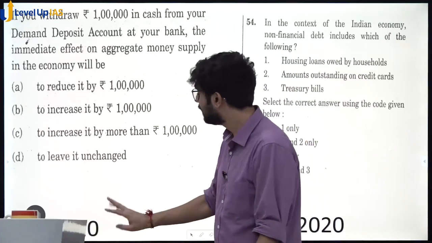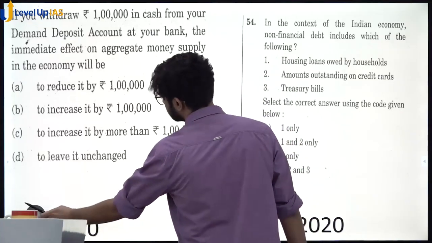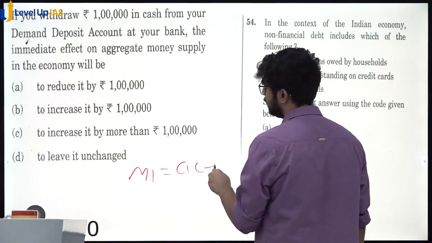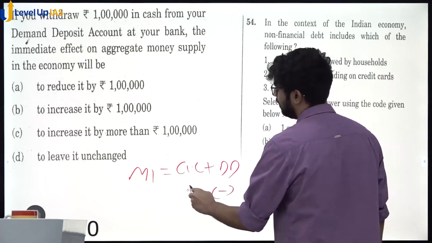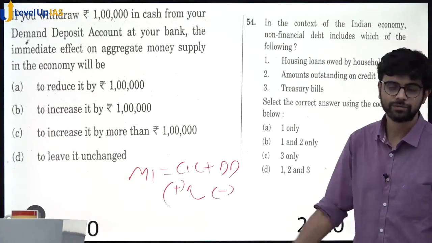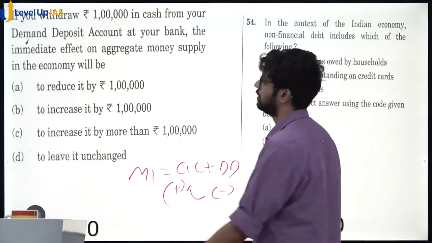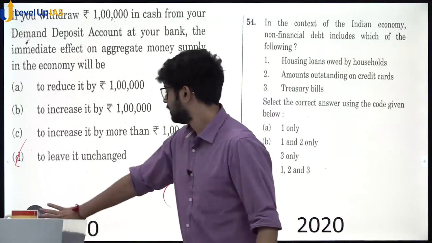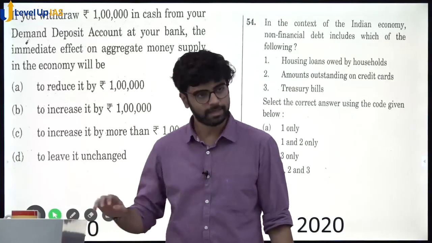Are you getting this? This is one of the difficult questions UPSC has asked. So, M1 is nothing but currency in circulation plus demand deposit and other things. So demand deposit is going minus, but here it is going plus. Currency is going plus, you will use that money. So what is the effect on M1? Nothing. The answer is to leave it unchanged. Right? This is the logical answer. This is the conceptual answer.